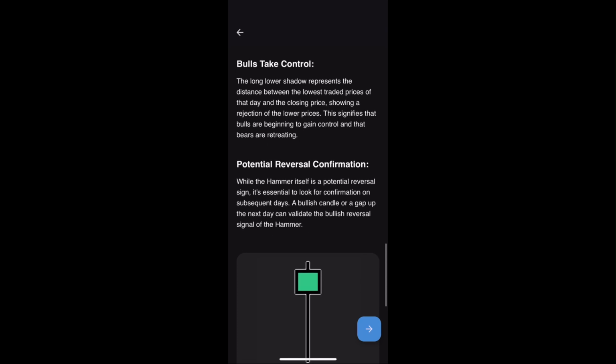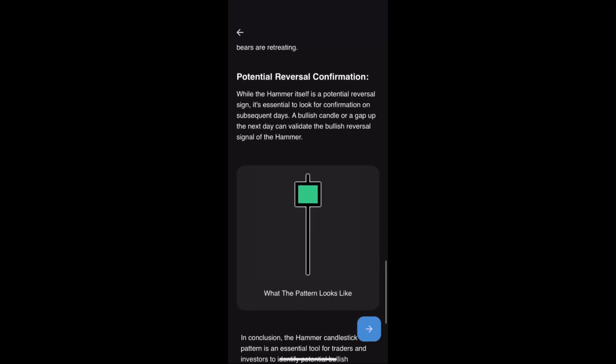Bulls take control. The long lower shadow represents the distance between the lowest traded price of that day and the closing price, showing a rejection of the lower prices. This signifies that bulls are beginning to gain control and that bears are retreating.